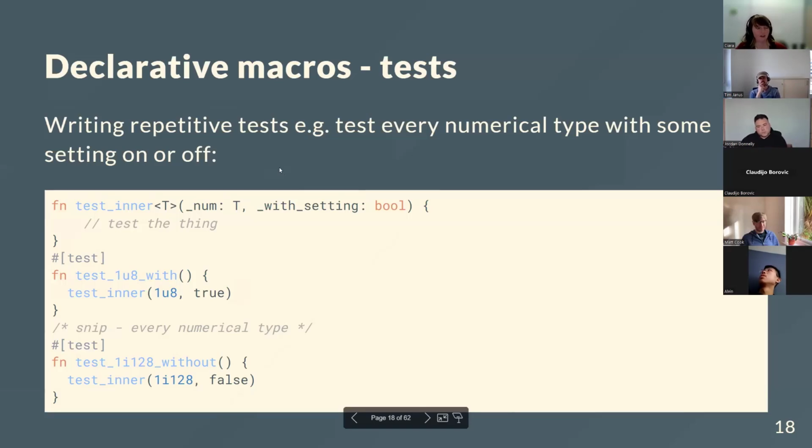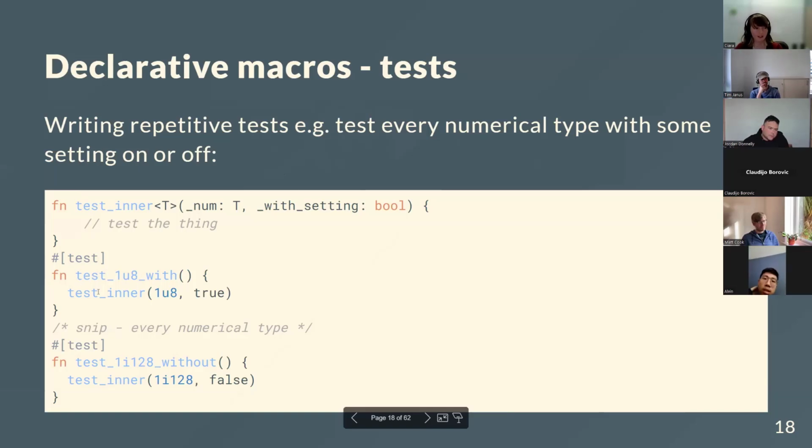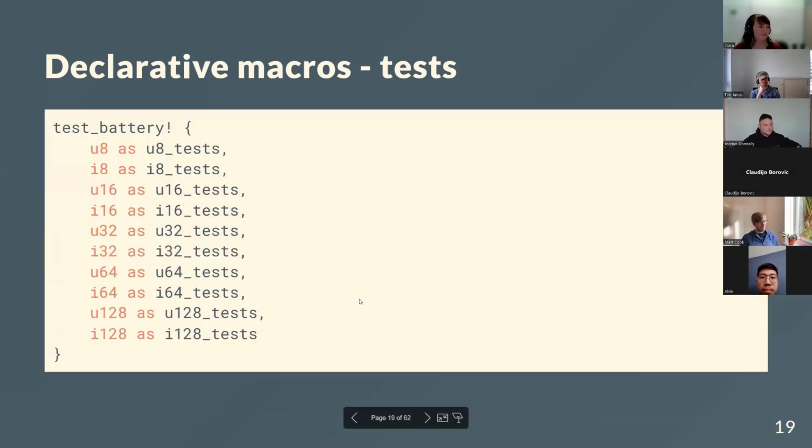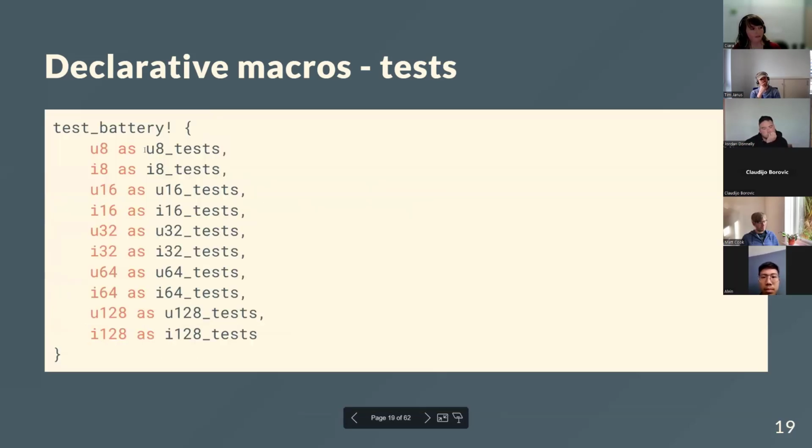One of the examples that Jon gives of where you would use these is writing repetitive tests. Say you wanted to test every numerical type with some setting both on and off. Then instead of copy pasting this, but one with U8, one with U16, one with I8, one with I16, 32, 64, 128, you could reduce down that boilerplate by writing a macro. Then once you've written your macro, which I haven't shown you the code for yet, you'd be able to just write this. So you know that each of these is going to expand to two tests, one with it true and one with it false. Well, not exactly these two, these would both have the U8.